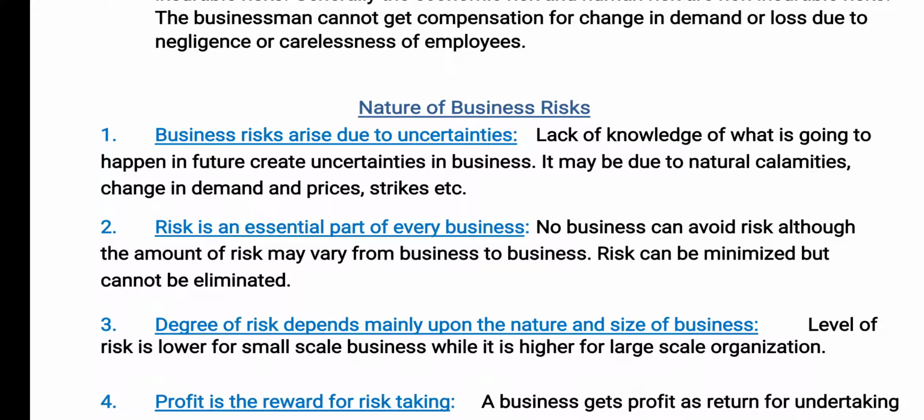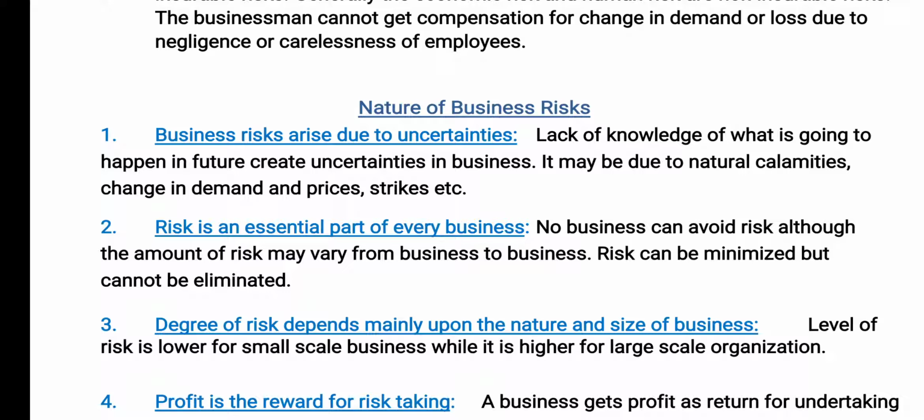Business risk arises due to uncertainties, like lack of knowledge of what is going to happen in the future, which creates uncertainties in business. It may be due to natural calamities, change in demand and prices, strikes, etc. So the first point says that business risk arises due to uncertainties.